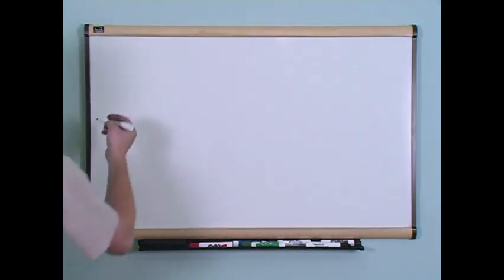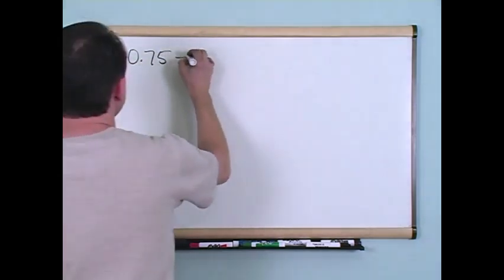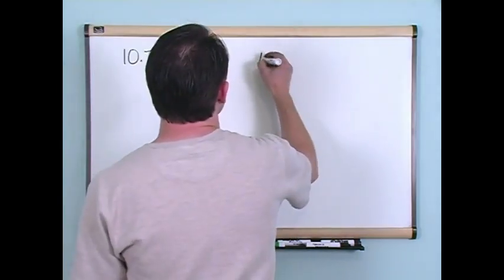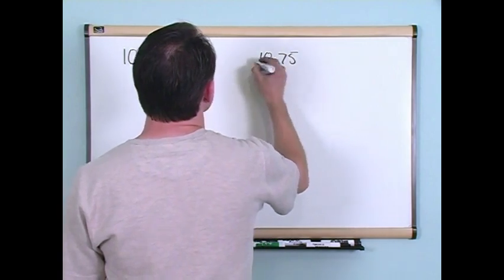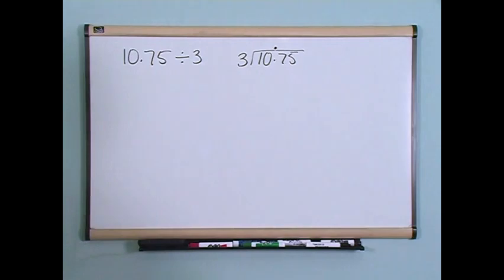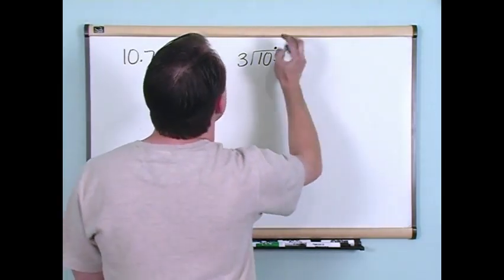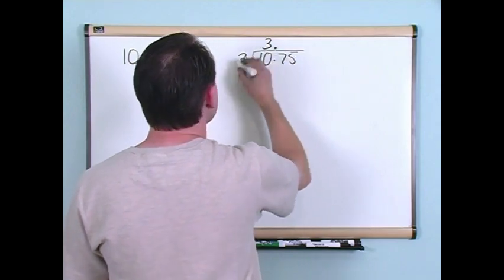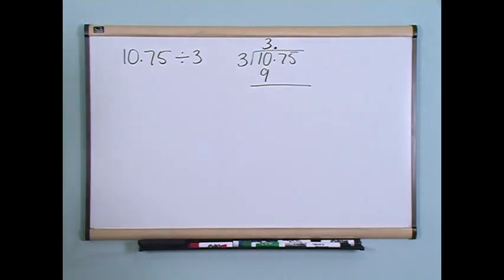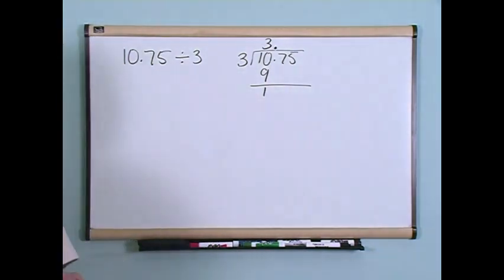What if you have 10.75 divided by 3? Well, you write 10.75, you're dividing by 3, and you put your decimal up there because that's where your answer is going to be. How many times can 3 go into 10? Well, it can go 3 times, because 3 times 3 is just going to give you 9, and 9 is as close to 10 as I can get. Now 10 minus 9 is just going to give me the 1, so I write that down.